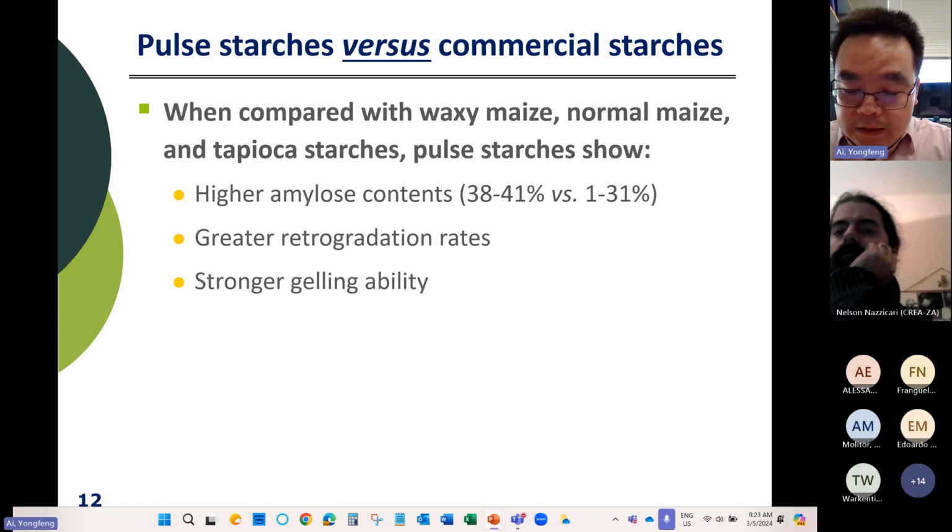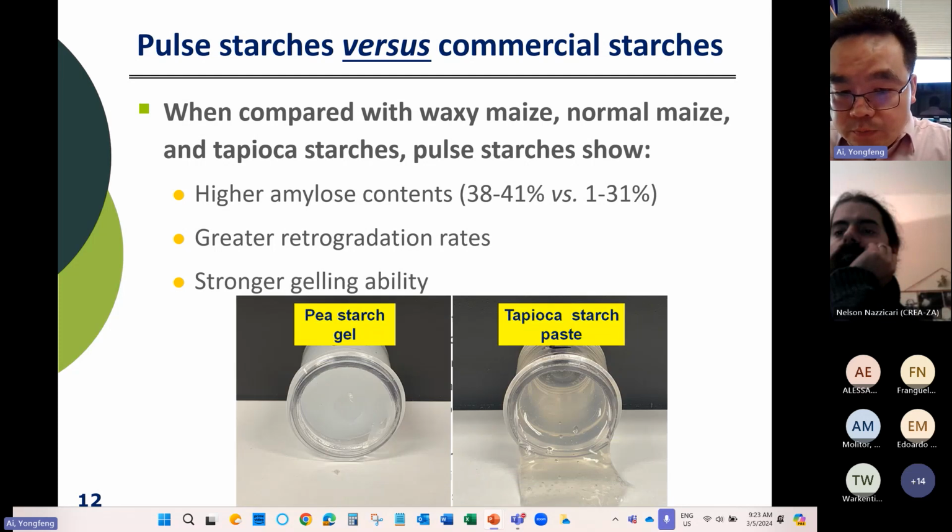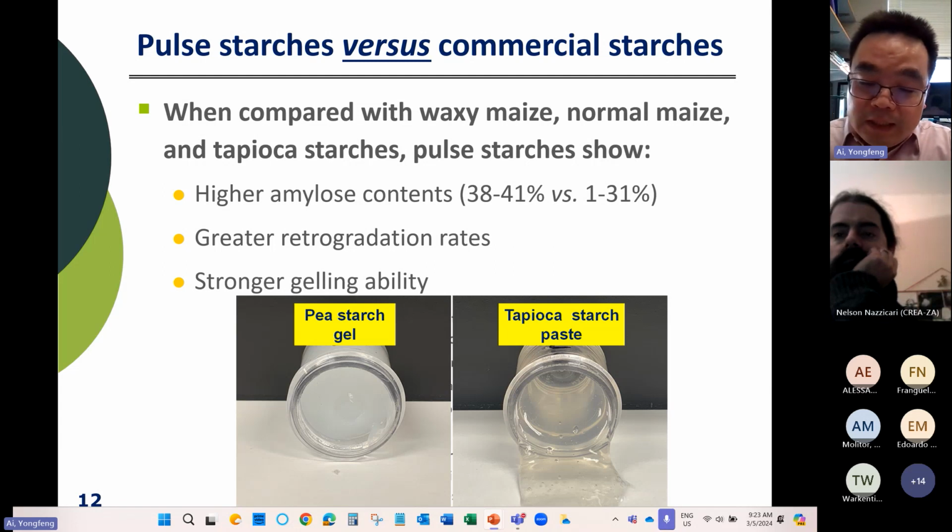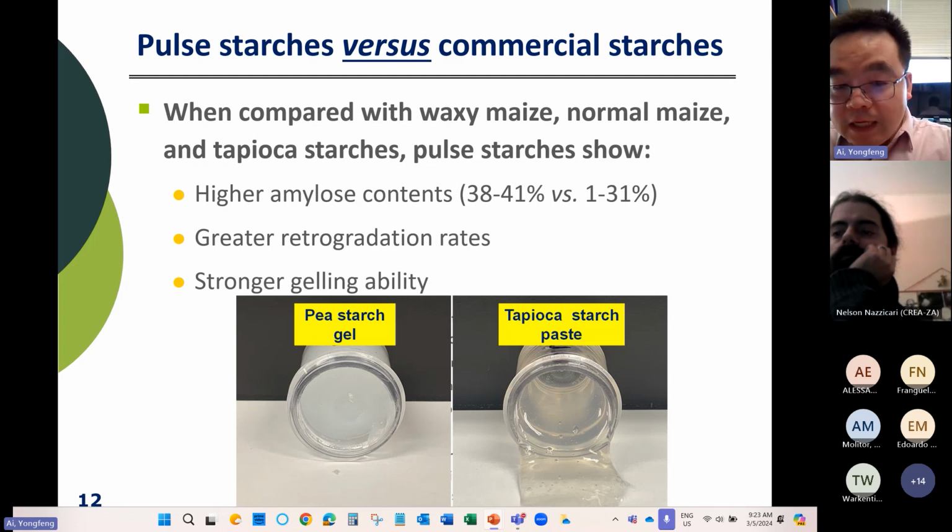I will try to explain with jello, even though it's not a starch-based product, but let me just use this slide to give you a better idea regarding the strong gelling ability of pulse starch. You can see on the left, we have the pea starch gel. This is after cooking; we cooled it at room temperature for 2 hours. You can see the structure has a good viscoelastic property and it cannot flow. By contrast, when we look at the tapioca starch, you can see after the cooking, the paste can flow. They have very good fluidity. So these are the differences between pulse starch and many other commercial starches.